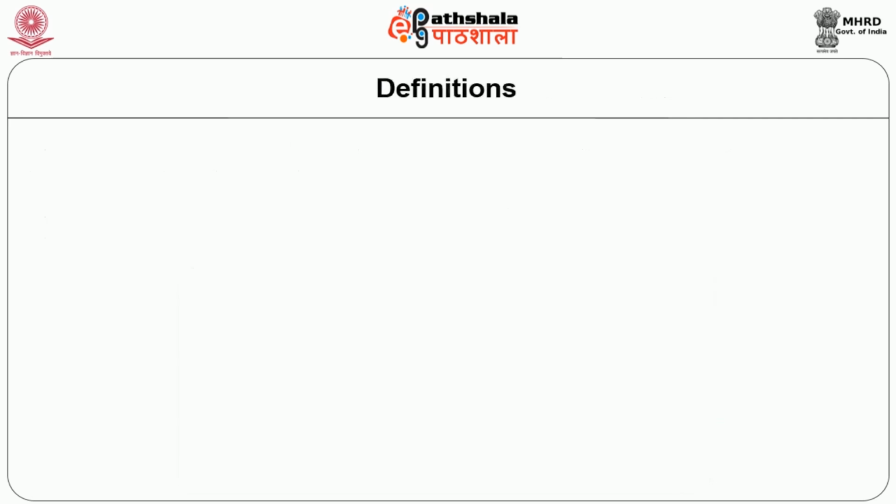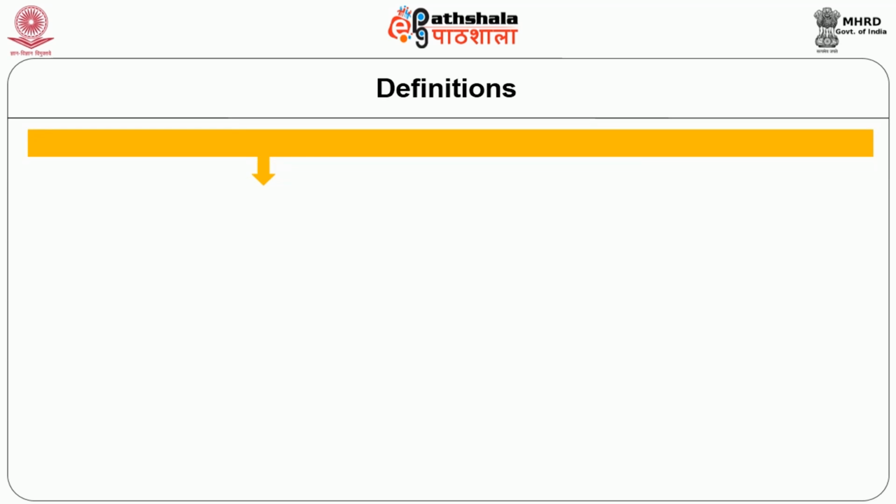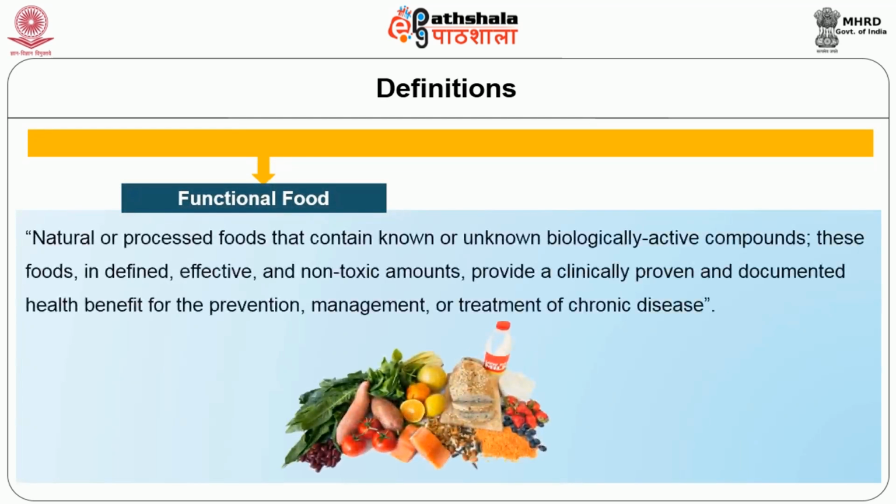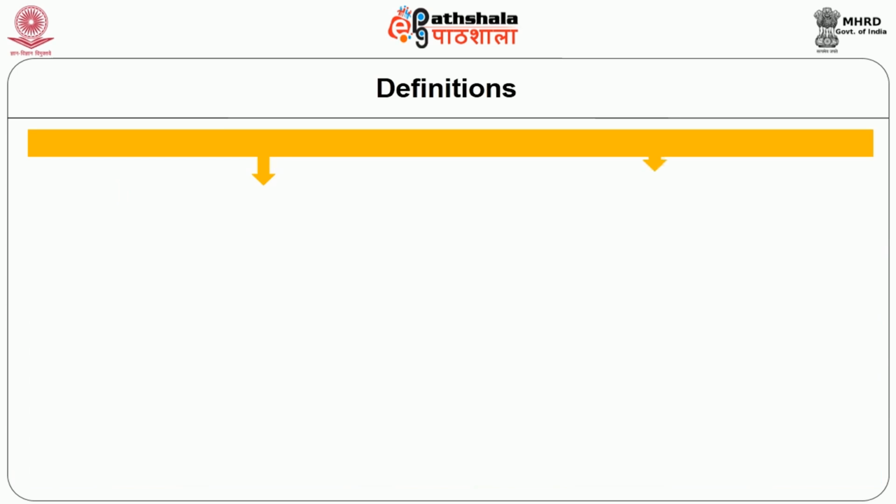So we will also know a little bit about the definitions of functional foods and nutraceuticals. What are functional foods? Natural or processed foods that contain known or unknown biologically active compounds. These foods are effective and non-toxic in amounts which provide a clinically proven and documented health benefit for the prevention, management and treatment of chronic diseases. These are the functional foods.